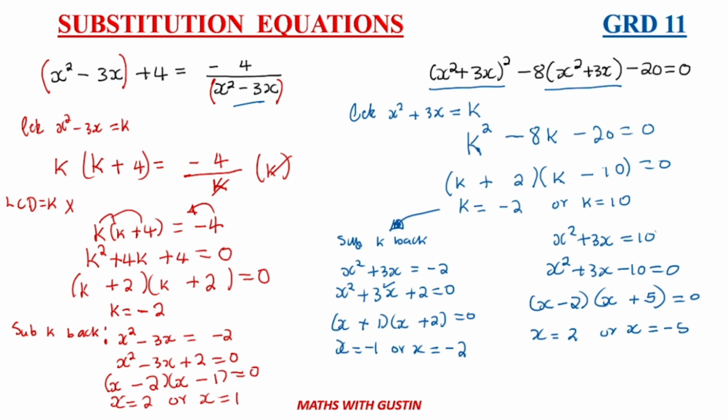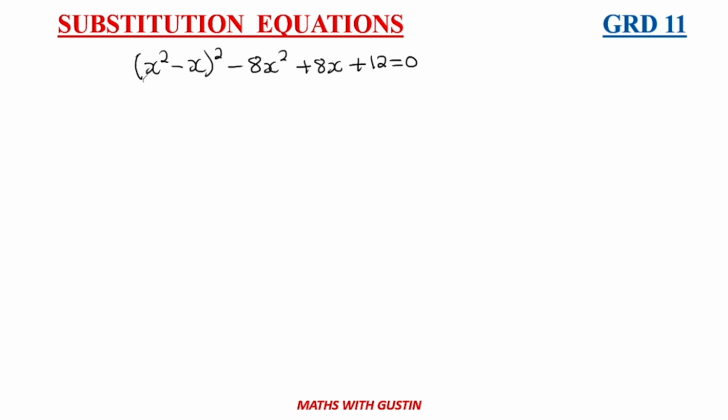I hope you guys fully understand this, but if you don't, let's do one more example, just a bonus example, guys. Here we go. So what do we have here? We have got x squared minus x, all squared, into the bracket, and then we have got 8x squared plus 8x plus 12. It is not a little bit clear what is common here that we can let be equal to k.